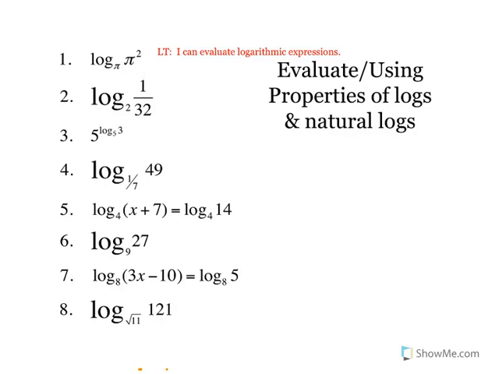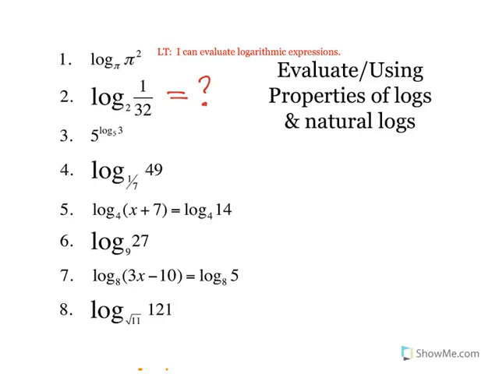Okay. Let's move on to the second one. We've got log base 2 of 1 over 32. I want to know what that equals. Again, if you don't want to use a question mark there, you can use a variable. If you want to say log base 2 of 1 over 32 equals x, that's fine with me. Either way, most of us don't know what log base 2 of 1 over 32 equals.